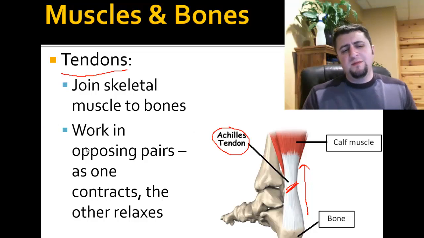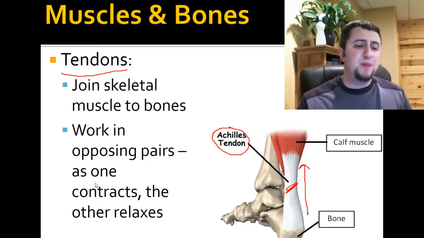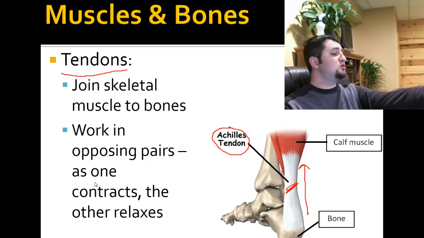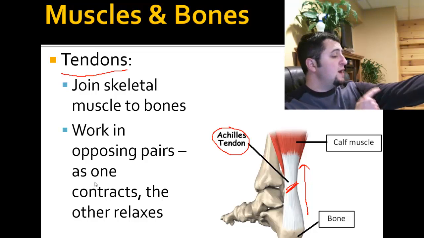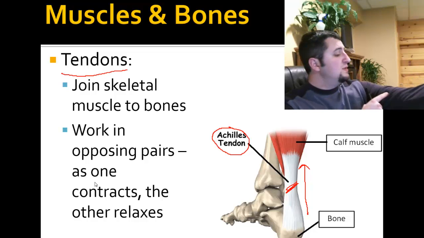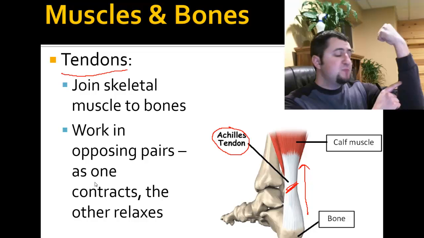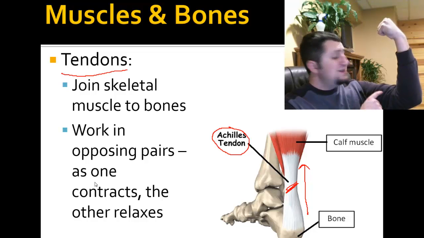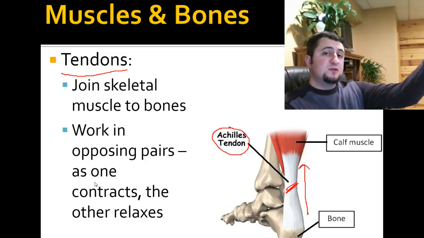An important thing about muscles is that they work in opposing pairs. As one contracts, the other relaxes. So I'm going to go ahead and demonstrate that on my own arm here. Here's my bicep right here on my upper arm. When this contracts, it forces my forearm up. And now when this relaxes and my tricep contracts, it moves my muscle back down.